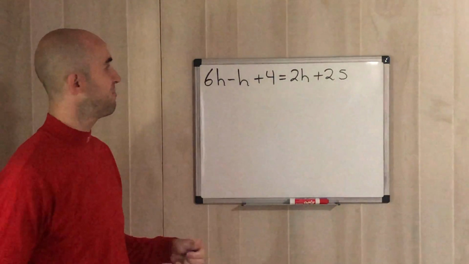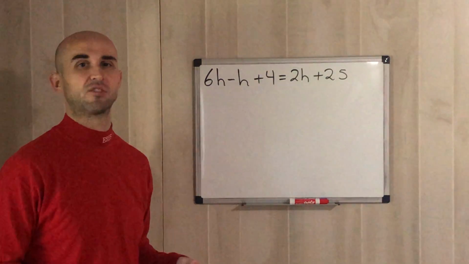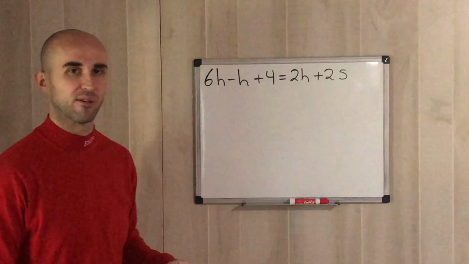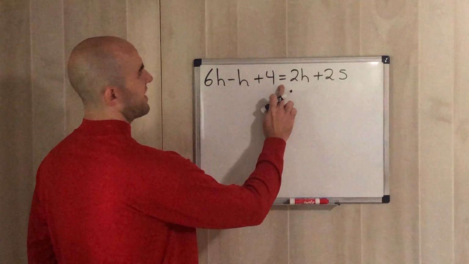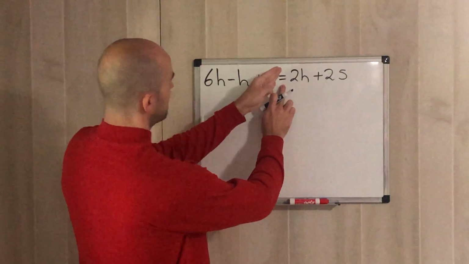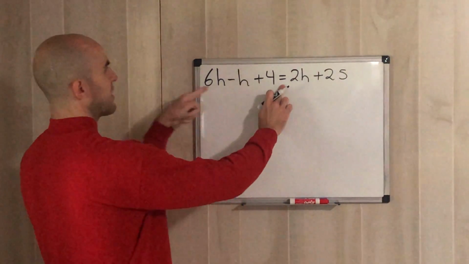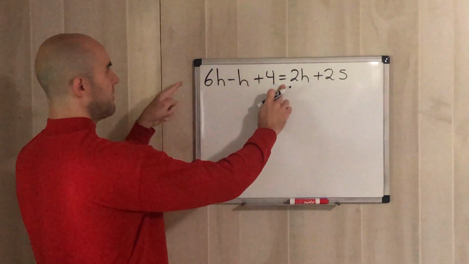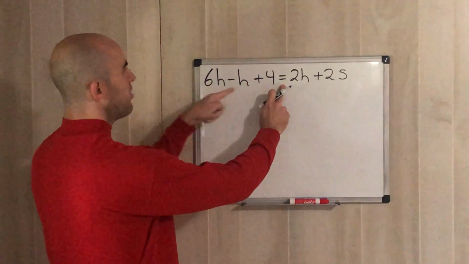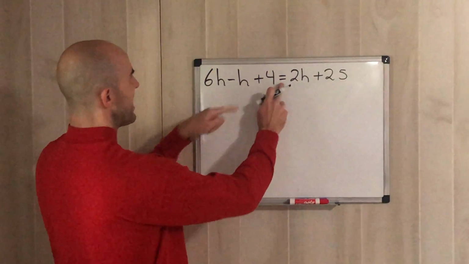And now, sometimes people start thinking, let me get rid of things, let me start moving things around. Just think for a sec, guys. You have the equal sign here. You have everything that's on the right side and everything that's on the left side. Is there anything that we can combine on this side? Yeah, because on this side, we do have like terms. We have a 6h and we have an h.